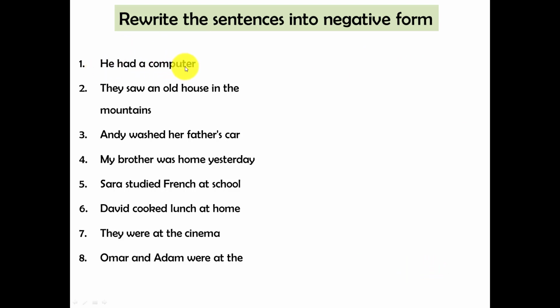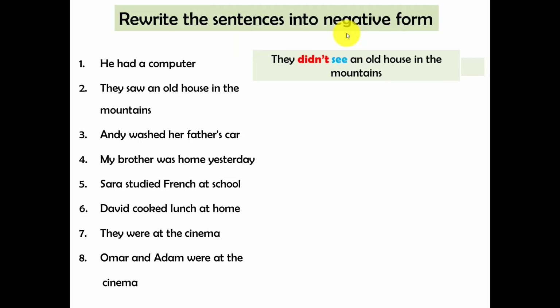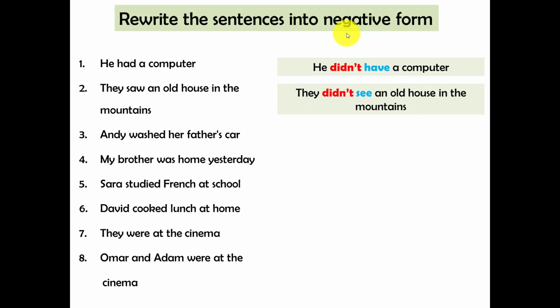He had a computer. If we want to make it negative, we can say he did not or he didn't have a computer. Next, they saw an old house in the mountains. Negative form. Very good. They didn't see an old house in the mountain.